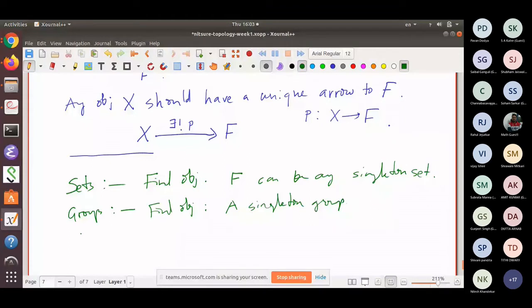What was the other thing we introduced? Real vector spaces, R vector spaces. Here the final object is the vector space 0, the zero vector space. Any other vector space has a unique map to the zero vector space. Let me introduce one more category, commutative rings.